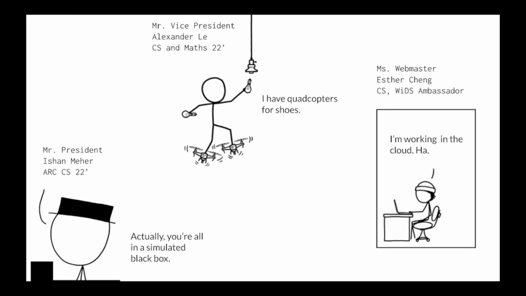So, now I just want to talk about our team. Esther Cheng is our Women in Data Science ambassador, and she's our webmaster, so she's helping us work with all our PHP, CSS, and JavaScript. And I'm the vice president of the ACM. So if our president's sick, I guess I have to put on my hat and become the person in charge. And then Ishan's our president. He's the person in charge.